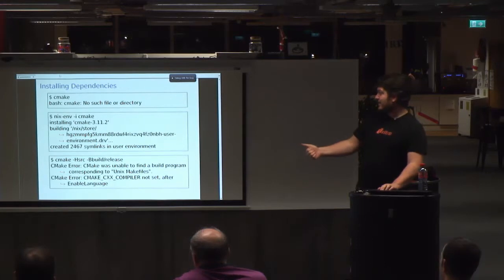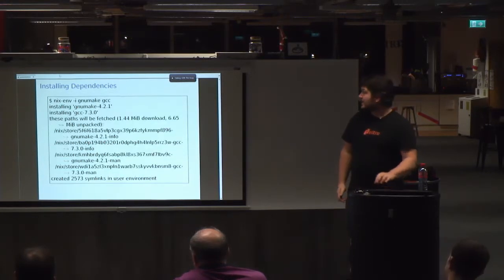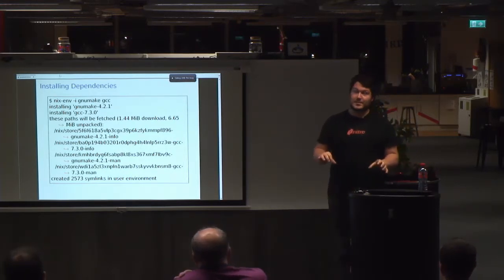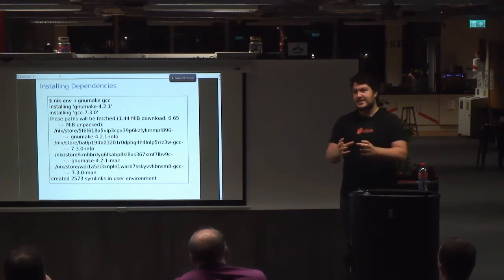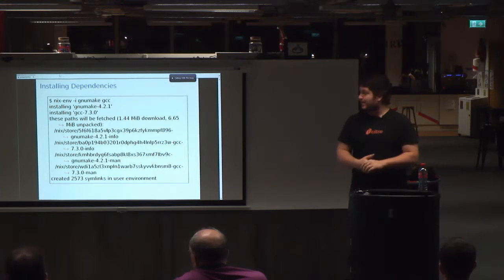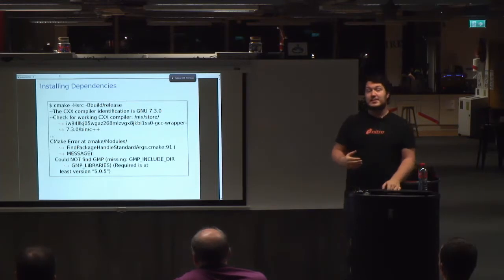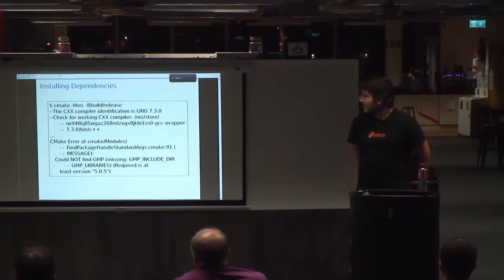It couldn't find make, and it couldn't find the C compiler. So I run nix-env again for make and GCC, and it downloads the missing packages and installs them. What nix-env does is it takes all these packages with their different folders and merges them using symlinks into a user environment. This user environment that gets created is now in my path, and it contains symlinks to all these different applications. So now I can build the project.